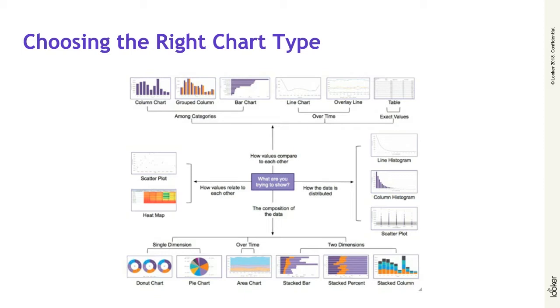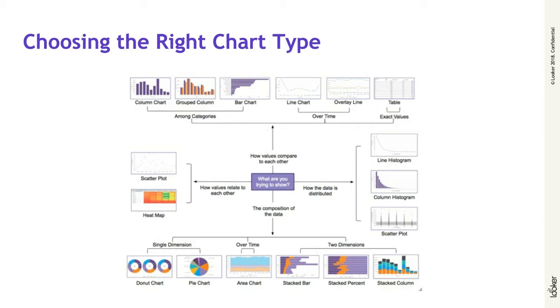So broadly, I'm going to start from the top of this map here. Comparisons tend to focus on the similarities and differences in values across categories. Down to the right, we have distribution. They focus on the frequency that certain values occur.